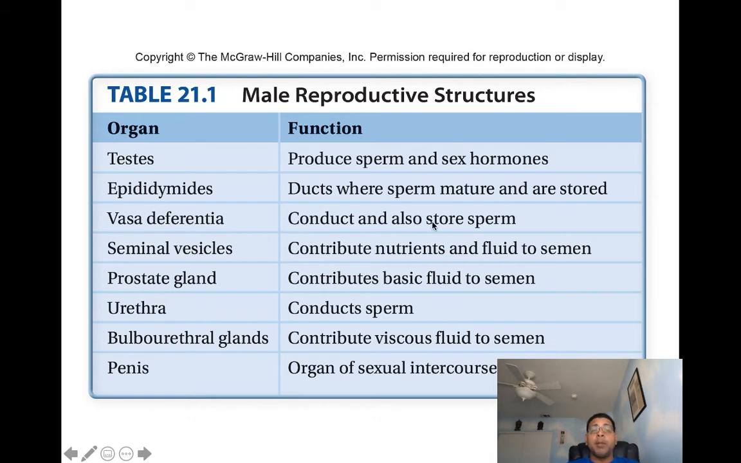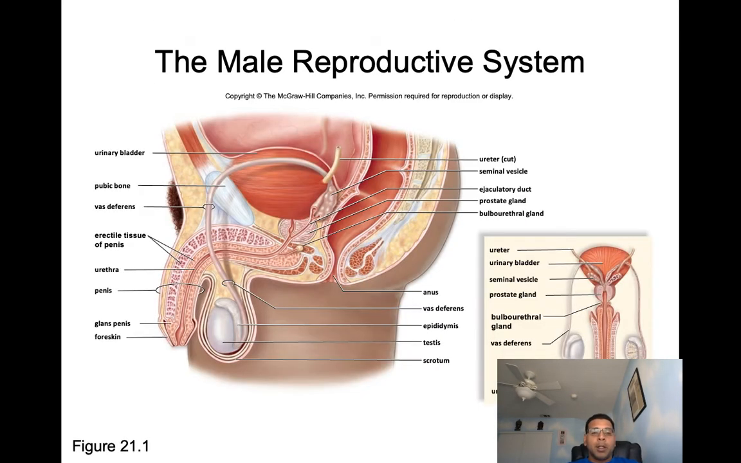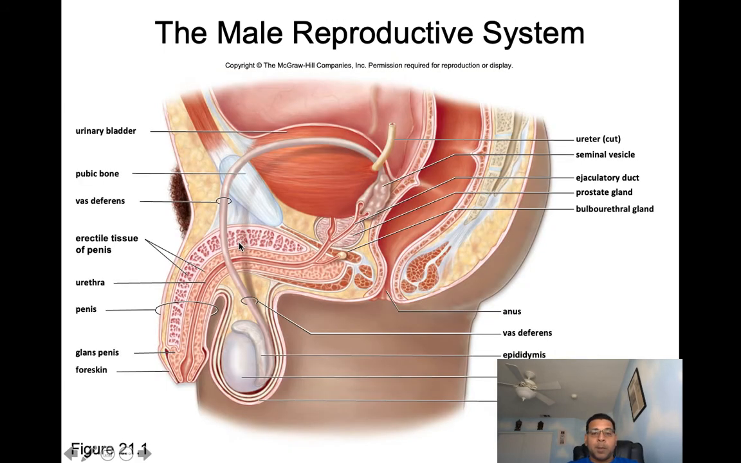Next then we have our vas deferens. It conducts sperm. The epididymis is going to store sperm while it matures. And then we talk testes. Testes are going to actually be producing the sperm. So let's go through and look at all of this stuff first.